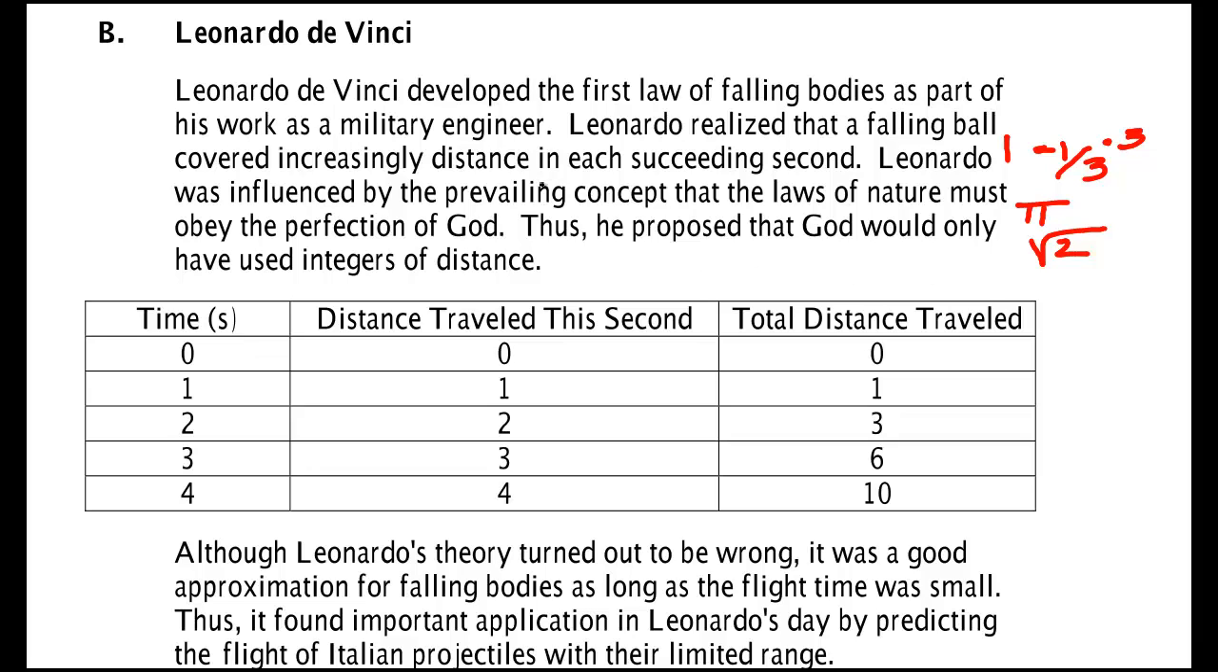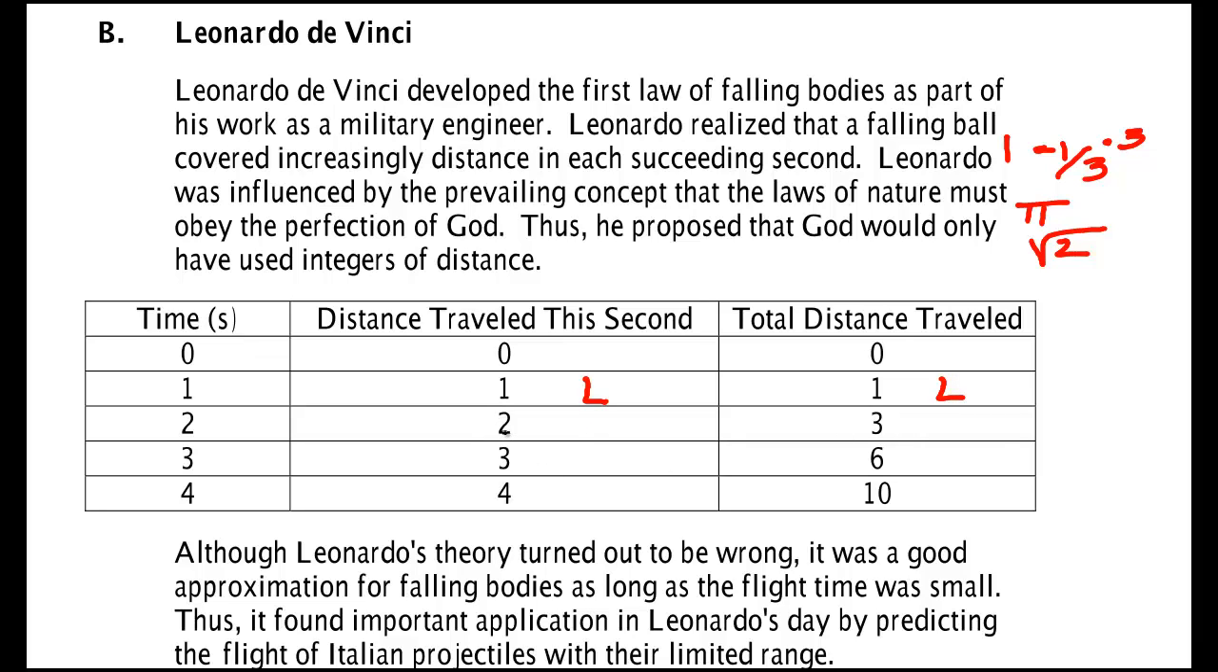Well, in Leonardo's version, he knew that a cannonball traveled further, that is, fell further, the longer it was in the air. So here's what he said. If you drop a ball initially at 0 seconds, it's traveled 0 distance, and the total distance is 0. In the next 1 second, it will fall a distance of 1 some unit. Whatever that unit is, we might call it the Leonardo. And the total distance is now 1 Leonardo, an integer.